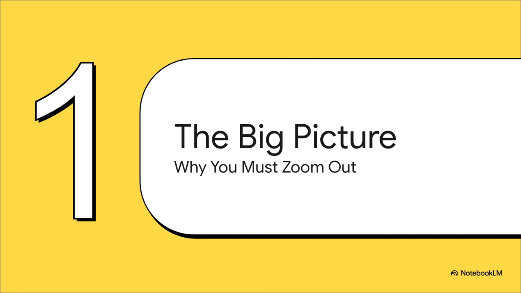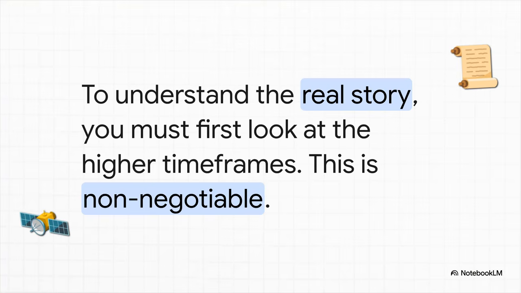Okay, Section 1. Start with the big picture. And this is so important, why your very first step is always to zoom out. Look, if you want to understand the real story the market is telling, you must start on the higher time frames. Trades by Sai makes this crystal clear. This is totally non-negotiable. Why? Because it's the only way to cut through all that confusing noise on the smaller time frames and see what the market is actually trying to do.